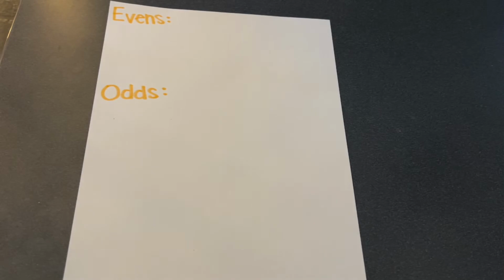My name is Alondra, and in today's activity, we will be learning how to tell odd numbers from even numbers. Let's get mathing. For today, we are only going to be looking at numbers 0 through 20. So, for right now, let's just start off with numbers 0 through 10.